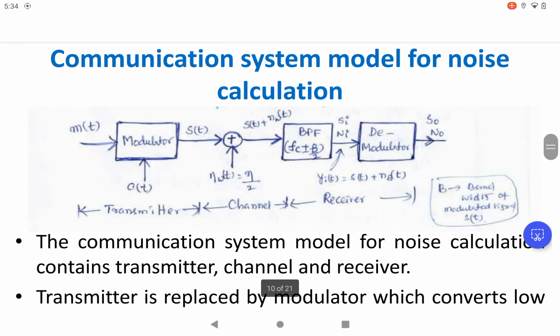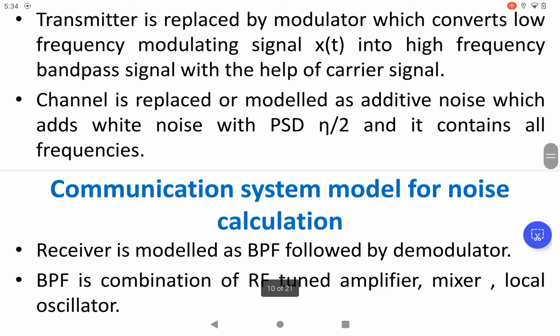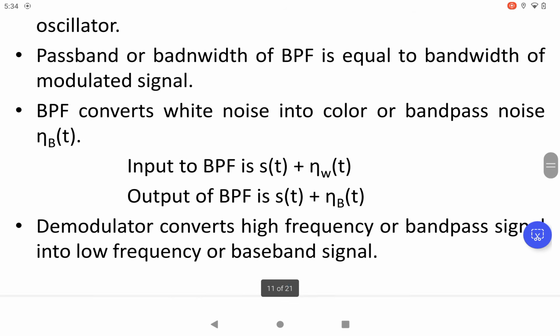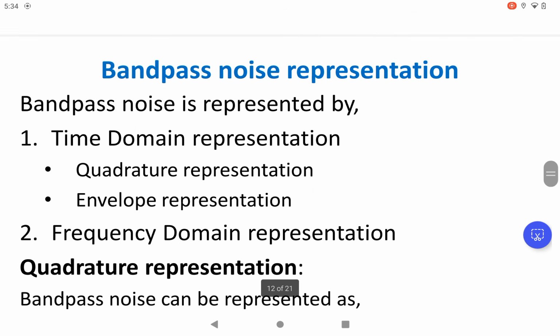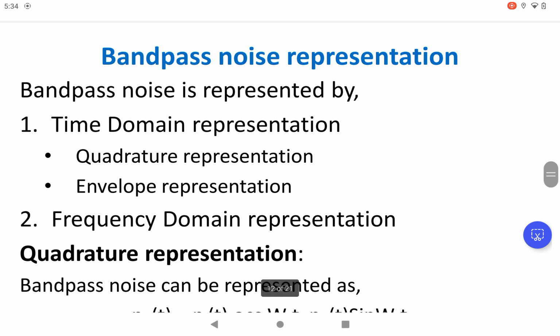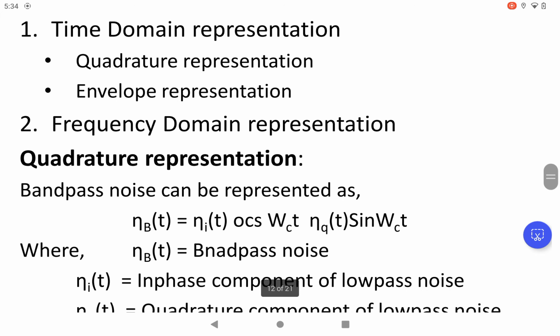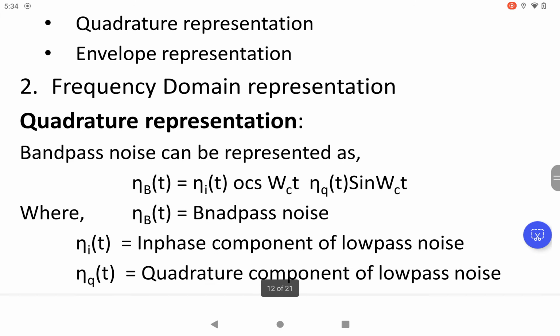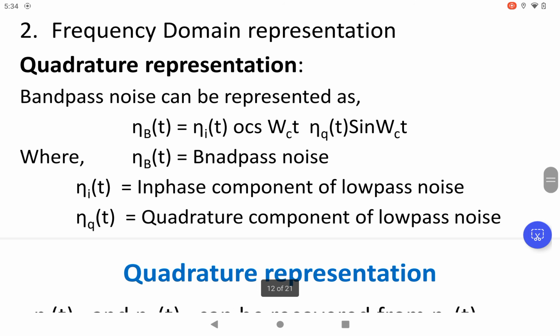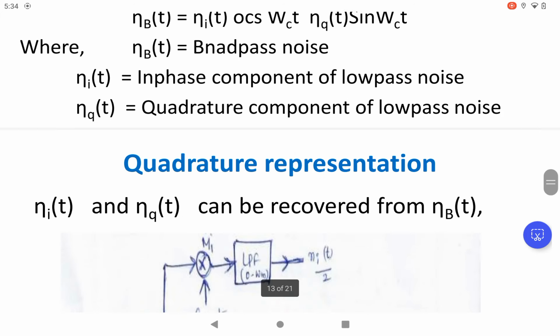So we have calculated the power spectral density, and we have seen the block diagram to calculate the noise of the communication system. This band pass noise that we get at the output of the band pass filter can be represented in two domains, that is time domain and frequency domain. In the time domain we can have quadrature and envelope representation, and in the frequency domain we can have only frequency representation. In quadrature representation, the noise can be represented as in phase and quadrature components, where N I of t is the in phase component of a low pass noise and N Q of t is the out of phase or quadrature component of the low pass noise.